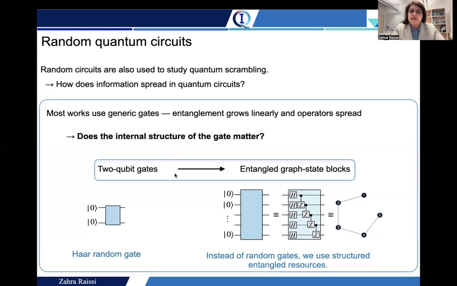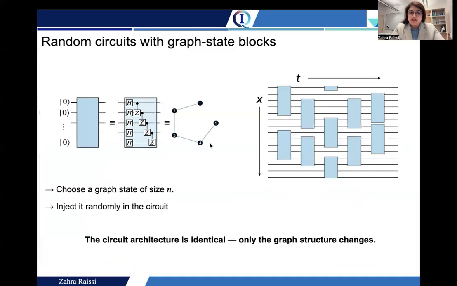So instead of considering a 2-qubit gate, for example, Haar random unitary operators, we consider entangled graph state building blocks. Each of these building blocks is presented as a graph state with the internal structure of the Clifford gates we use to construct a graph state, and they have a graph representation. So with that, we provide a model, random circuits with graph state building blocks.